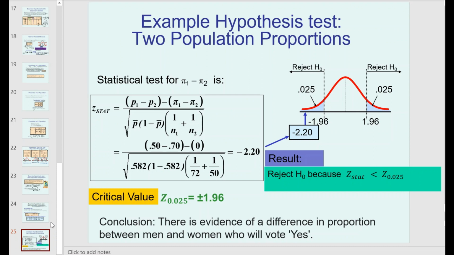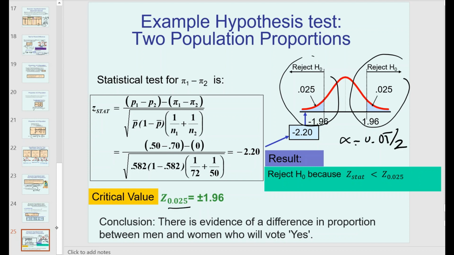Then, after you get that, for the statistical test for pi 1 minus pi 2, or proportion 1 and proportion 2, you need to calculate using the formula, and also take the critical value from the Z table, because you know that it has two tails. So we have the left tail and right tail. You need to divide your alpha, 0.05, by 2. That's why it is 0.025 here, and you get plus and minus, which is negative 1.96 and positive 1.96.